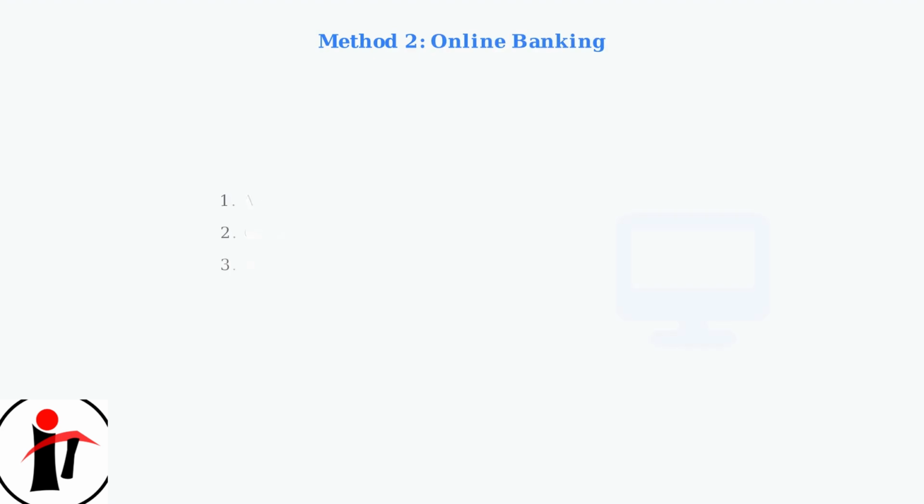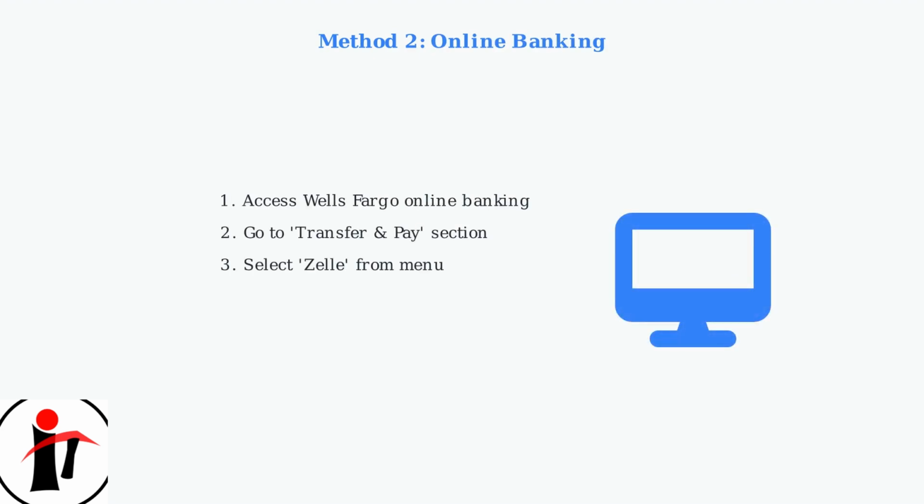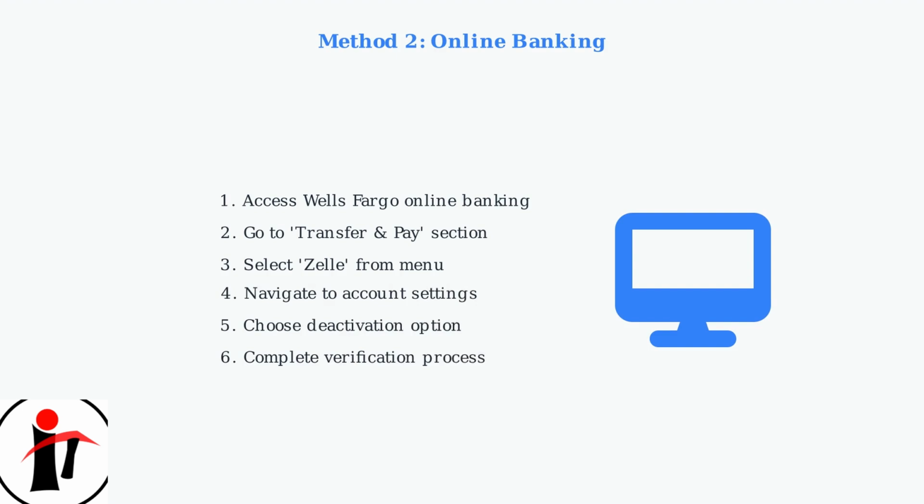The online banking method follows similar steps through your web browser. Access Wells Fargo online banking and navigate to the Transfer and Pay section. Find Zelle in the menu, go to Account Settings, select the Deactivation option, and complete the verification process, just like in the mobile app.